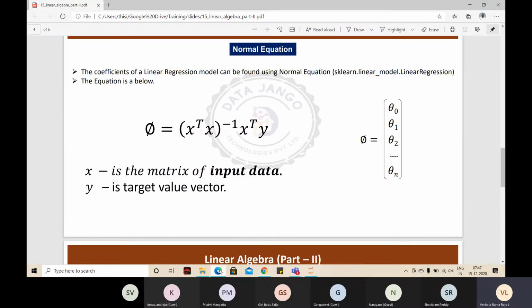This is the way. What is X here? All the input data in a matrix is X, and all the output data, the salary, is in y. It's one-dimensional, a column matrix, so m rows and one column. If you substitute all X's and y in this equation, you will get the thetas, all the coefficients. Got it? Any questions here? This is called the normal equation. Any questions here?